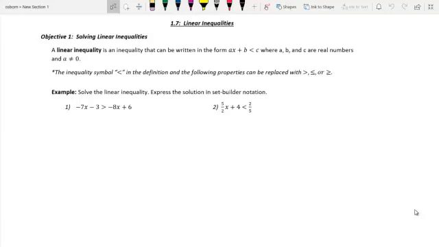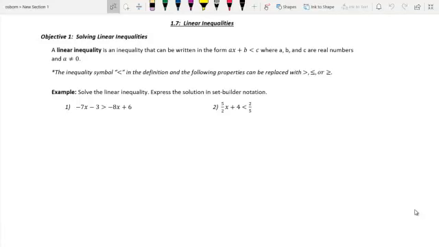1.7 deals with linear inequalities. So a linear inequality is an inequality that can be written in the form ax plus b is less than c, where a, b, and c are real numbers and a is not equal to 0. Just keep in mind, as far as the definition for the linear inequality, the less than sign could be replaced with a greater than, less than or equal to, or greater than or equal to sign.